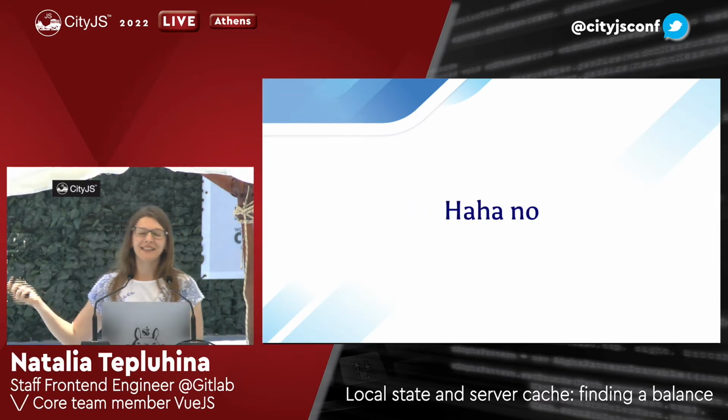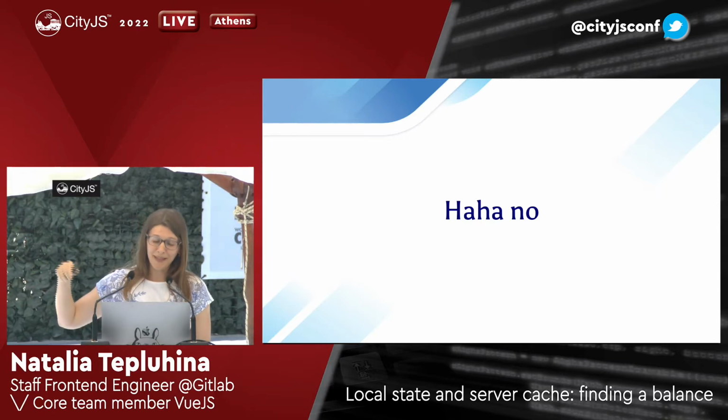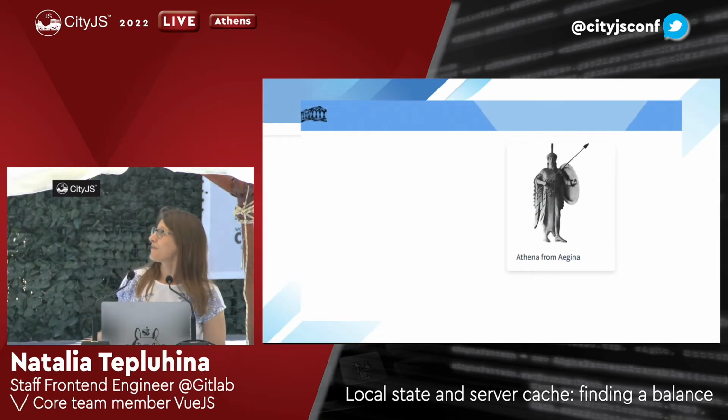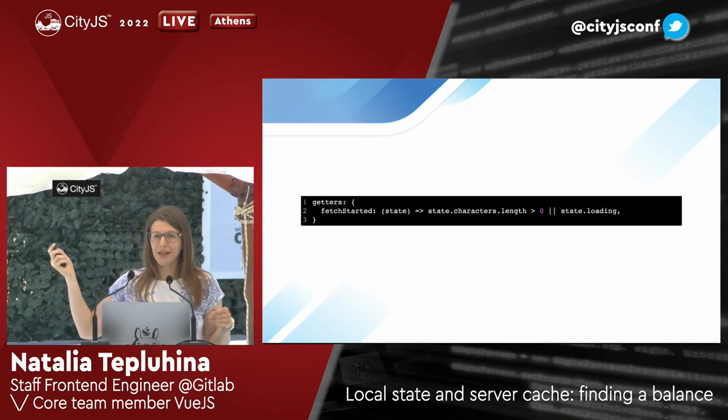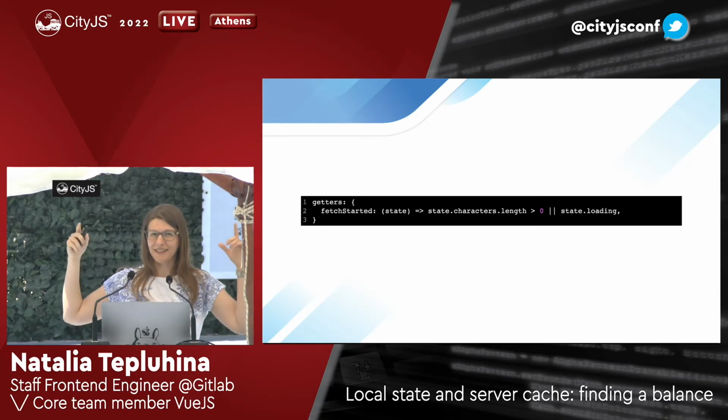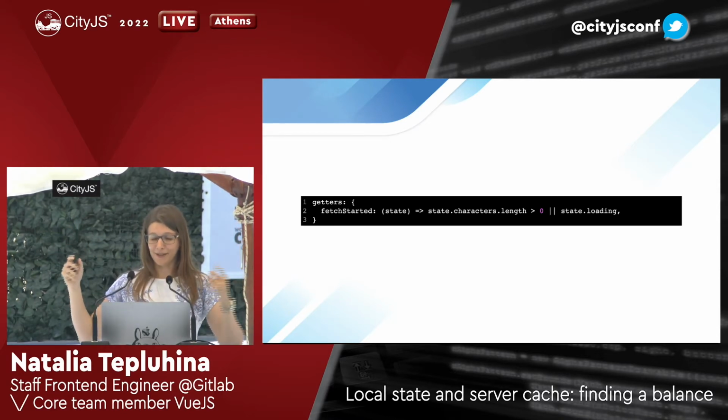You go to a single character page, then you go to the main page, and you have this, like, very lonely Athena from Aegina. Why? What happened? Because we had this check, remember? Where we were checking the length of the list of characters. Now it's 1, and everything is broken.